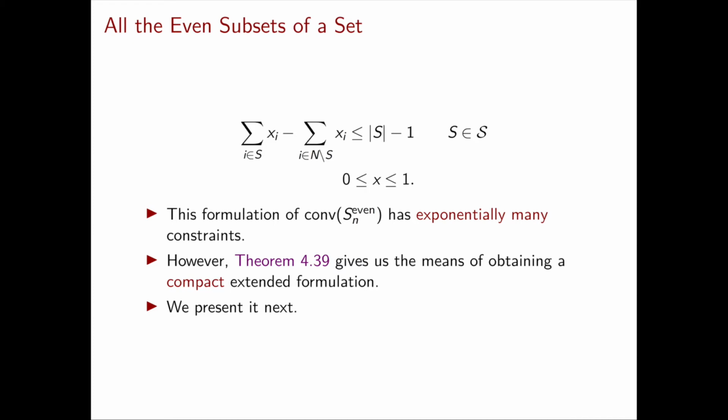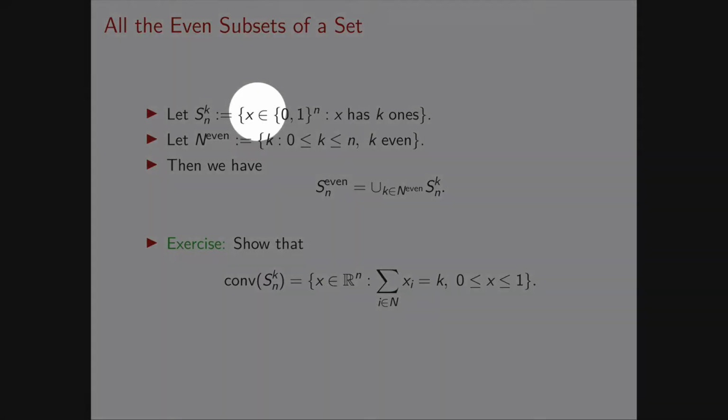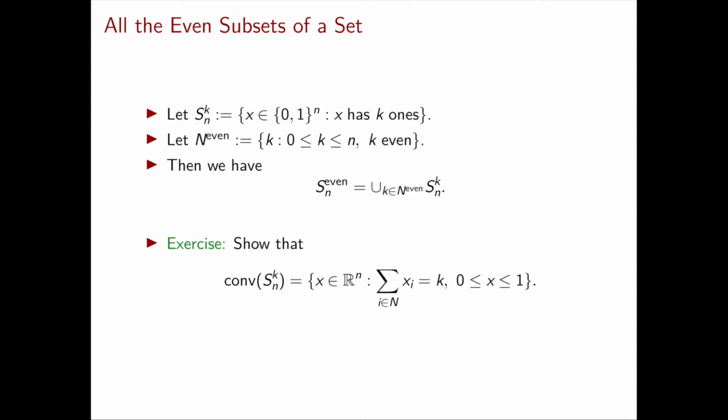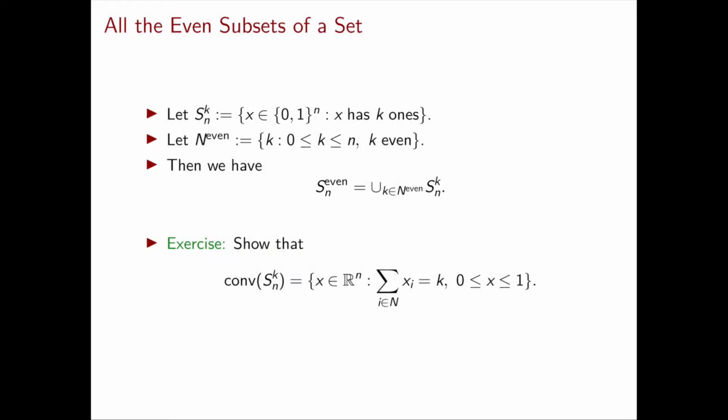So how do we do that? Well, it's very natural in a sense. We define k sets S_n^k, and S_n^k contains all the binary points that have exactly k ones. At this point, we can clearly write S_n^even as the union of the S_n^k for every k even. So using this set n even that contains all the even numbers between 0 and n, we can write S_n^even in this form as this union.